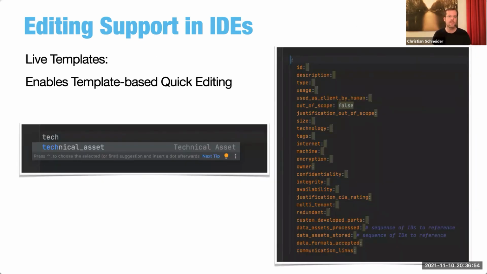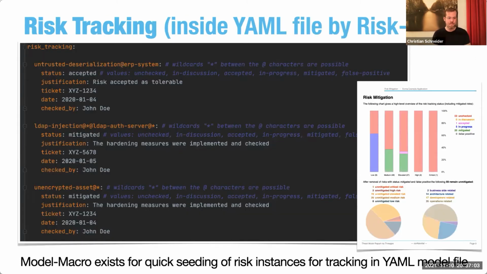And you can even have some live template snippets to then just tab through and use Control-Space stuff in some kind of Zen coding experience. And as said, the risk tracking is also inside the YAML file. So once you created your initial versions of reports and you see, okay, now it's the model that I think it should be.